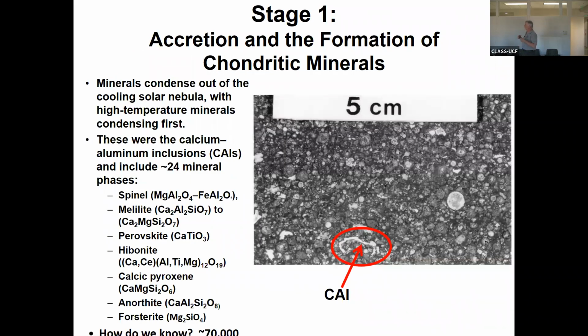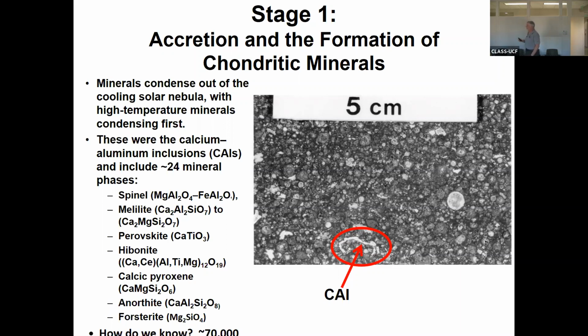So anyway, off to stage one, which is accretion and formation of chondritic materials. You've got the solar nebula. Materials get hot, they vaporize, they condense out of the cooling solar nebula, and you get high temperature minerals condensing first. These are the so-called calcium aluminum inclusions, the CAIs, and you basically get about 24 mineral phases. That's a CAI right there, the thing with the red arrow to it. Those are the oldest things in the solar system.